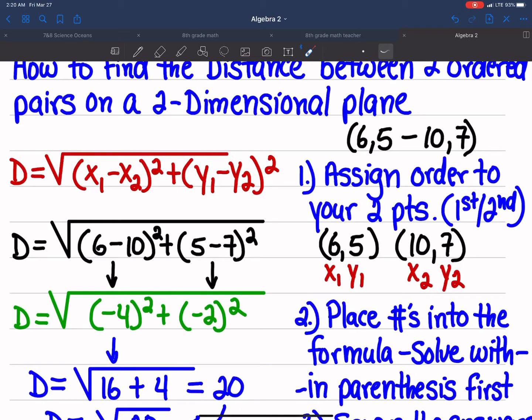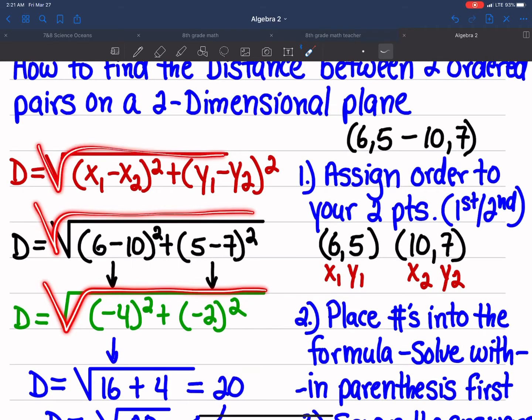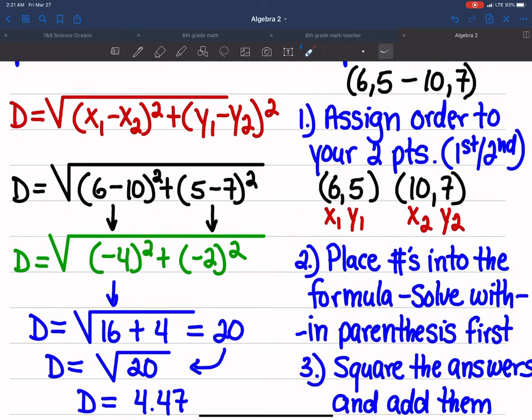Yes, those are going to give me negative numbers, but fret not. This is not hard, okay? So I am left with negative 4 squared plus negative 2 squared. So 6 minus 10 leaves me with that negative 4, and 5 minus 7 leaves me with that negative 2. Remember, we are looking for the square root, so that's why I bring these down all the time, so I don't forget what I am looking for.